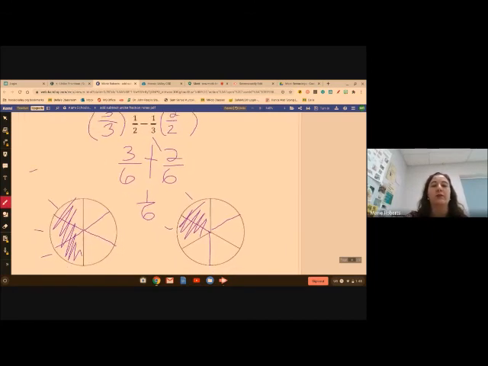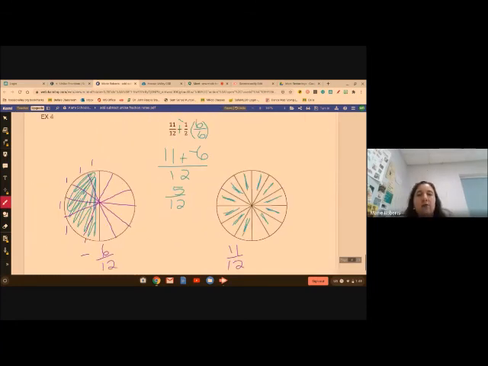Now you're going to pause the video. Try number 4. Unpause when you're ready. 4 has subtraction also, so I change it to adding the opposite. The common denominator is 12. Multiply the 2 by 6. Multiply the top by the same.